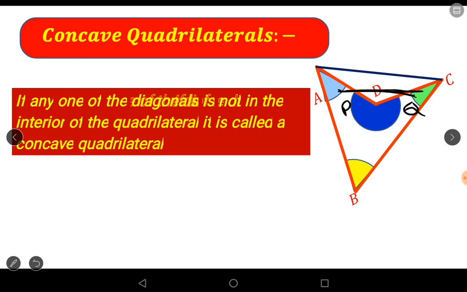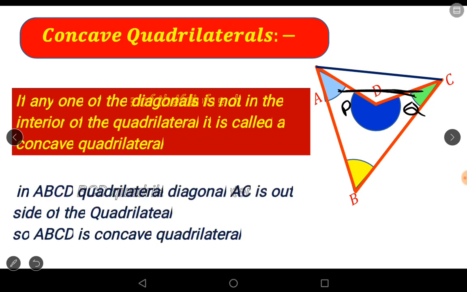Concave quadrilateral. ABCD is a quadrilateral. If diagonal AC is outside of the quadrilateral, then ABCD is a concave quadrilateral. This is one of the definitions.